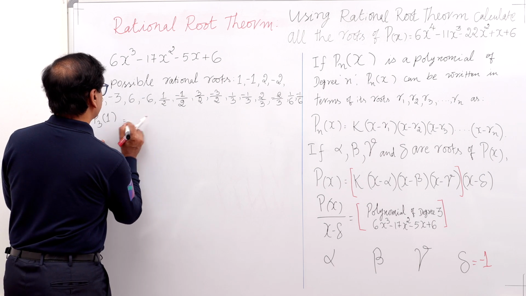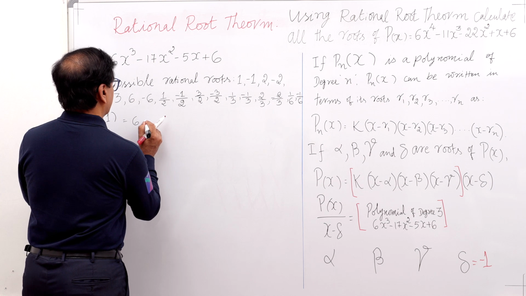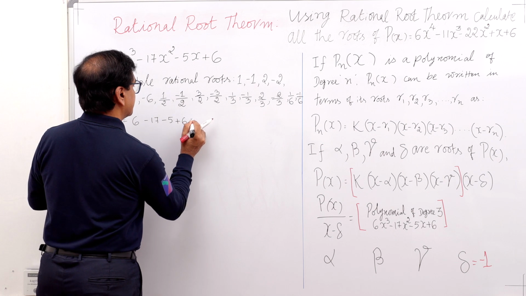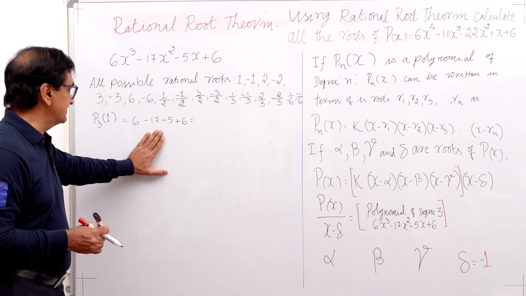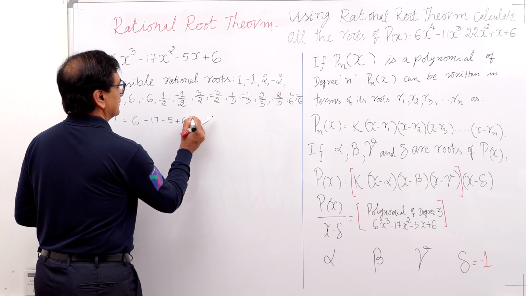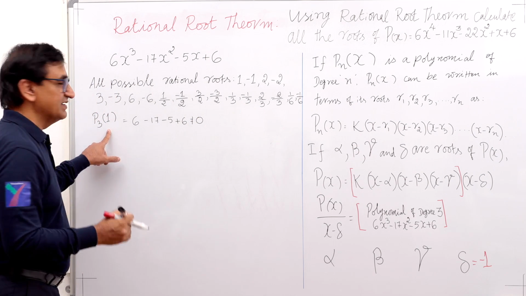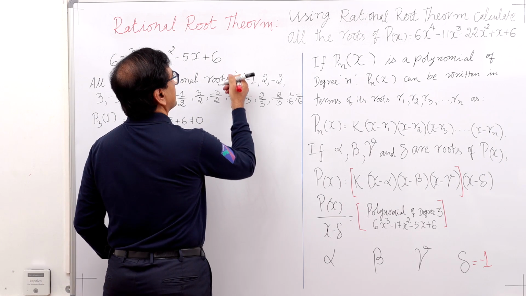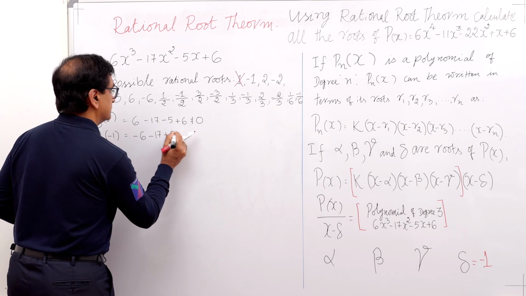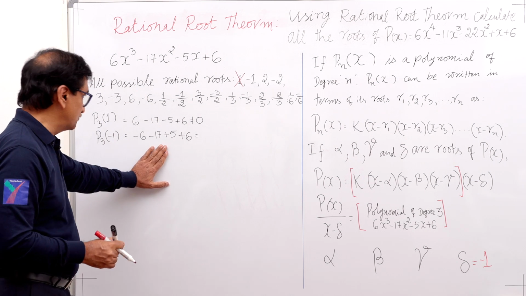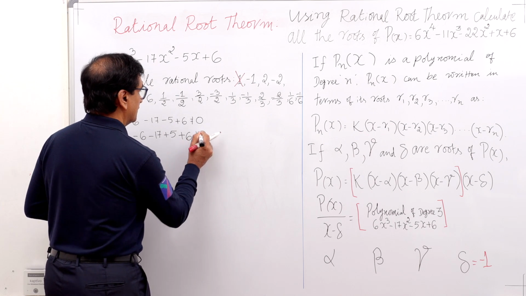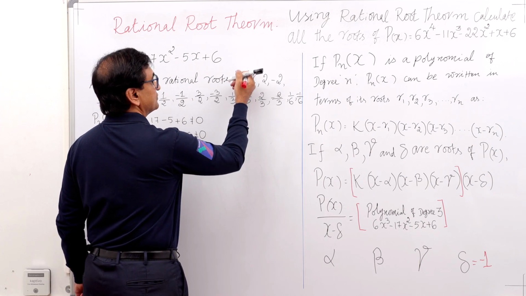So P3 of 1 equals 6 minus 17 minus 5 plus 6. So 6 minus 17 is minus 11, minus 5 is minus 16, plus 6, definitely not equal to 0. Therefore, 1 is not a root. Let's check minus 1. So minus 6 minus 17 minus 23 plus 11 definitely not equal to 0. Therefore, minus 1 is also not a root.